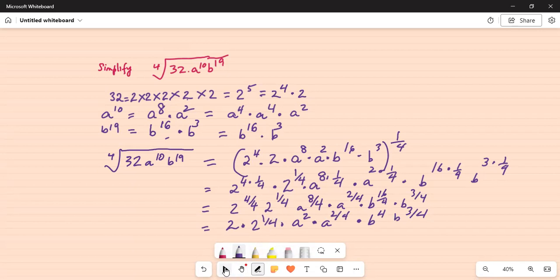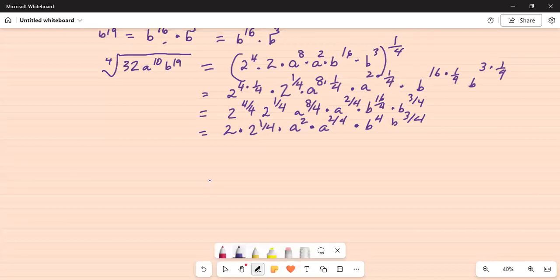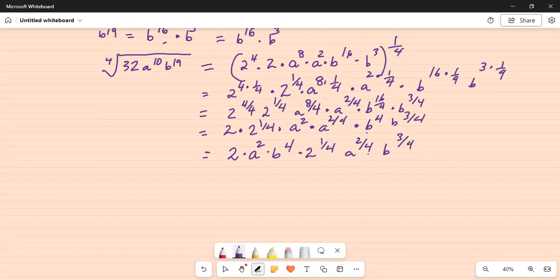and b to the 3/4. So let's create some space. So this becomes, I will separate the numbers: 2, which is a whole number, then there is a squared, and then there is b to the power of 4, and then we are left with 2 to the power of 1/4, a to the power of 2 over 4, and b to the power of 3 over 4.